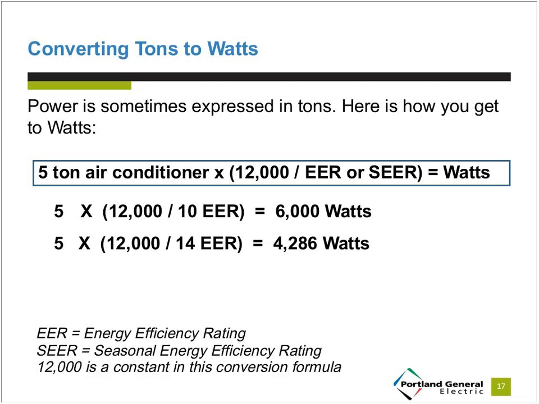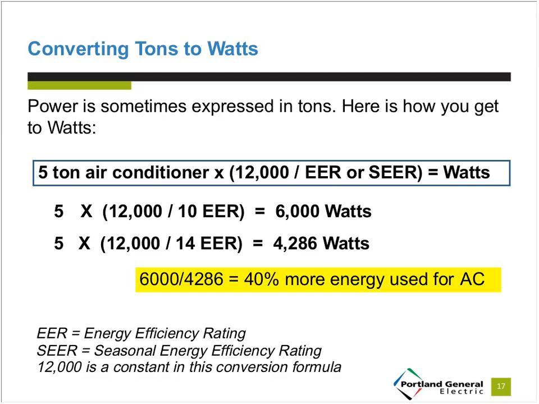In this case, we have two 5-ton air conditioners. They produce exactly the same amount of cold for your operations. But when you use this formula with the efficiency rating, you'll find that one uses 6,000 watts, the other one uses 4,286 watts because it's a higher efficiency, 14 EER. So in purchasing this equipment, you lock in this efficiency rating, these watts, for the next 15 years.